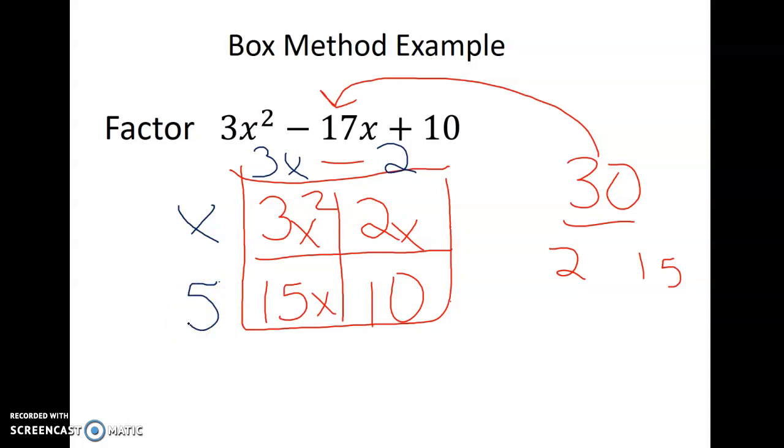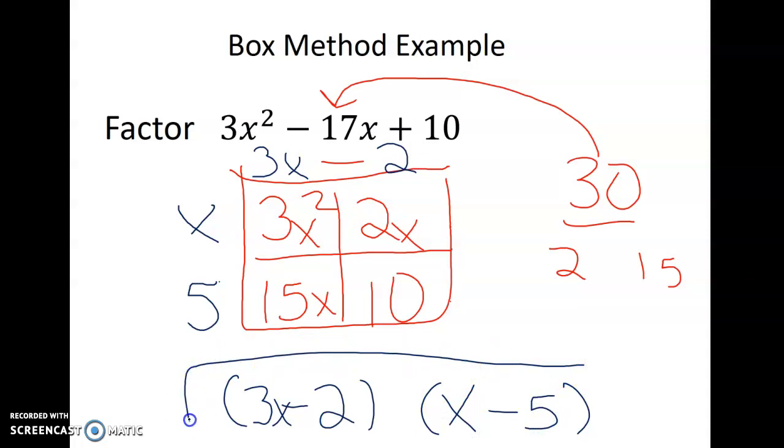Now remember, if I have a positive end term and a middle negative, then both binomial factors are going to have negatives. So I fill them in. 3x minus 2 is across the top, and x minus 5. There's my answer. There's the factors of that trinomial. So again, this is the box method. I told you I'm going to show you another method, which I will tell you that students prefer.